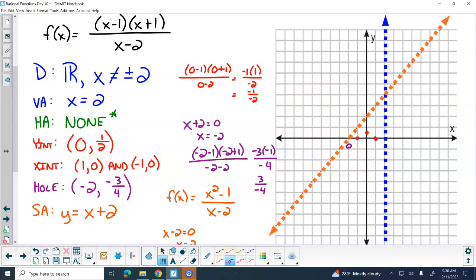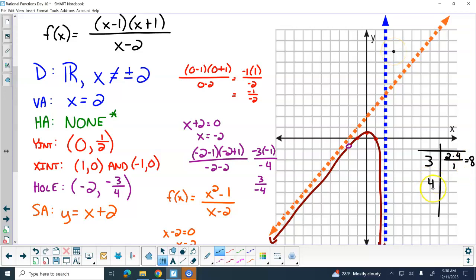Again, I feel we have enough in there. Okay. So then we just got to pick a couple of points over here. 2, so I would pick 3. If I plug in 3, 3 minus 1 is 2. 3 plus 1 is 4. 3 minus 2 is 1. So that would be 3, 8. 2, 4, 6, 8.